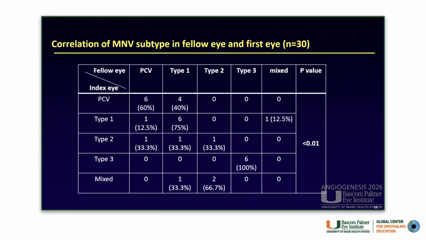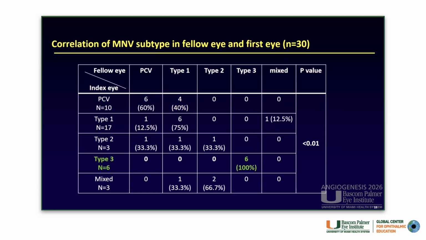In terms of correlating the subtype of MNV between the first and second eye, here we see the diagnosis in the first eye on the left and by the y-axis, and the diagnosis in the fellow eye in the x-axis, and all 30 eyes are listed here. Let me walk you through. Patients who came in with PCV in the first eye, 6 of them developed PCV in the second eye, and 4 developed type 1, which is consistent with the theory that PCV probably develops slowly from a type 1 initially.